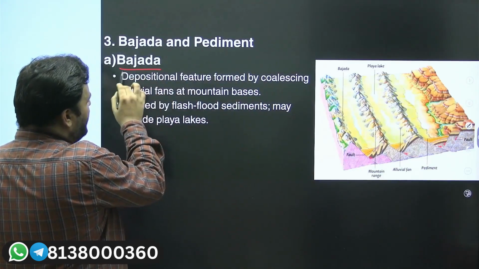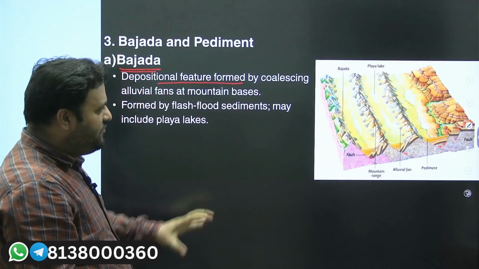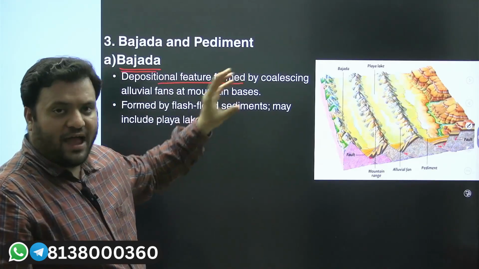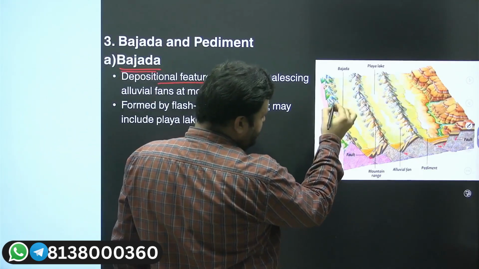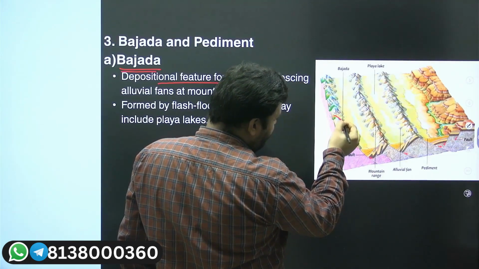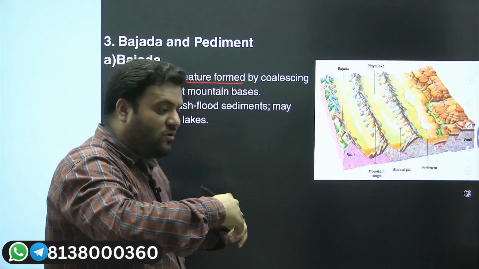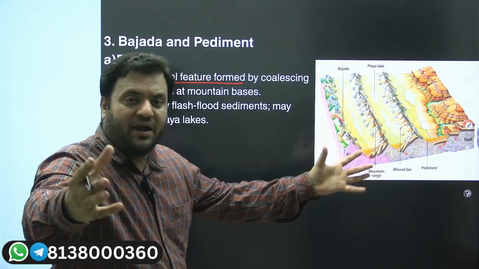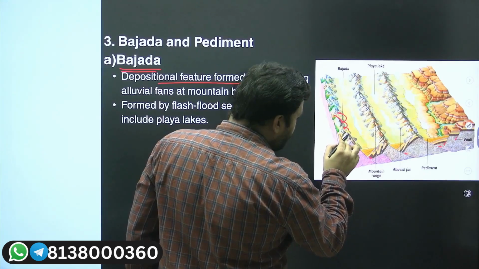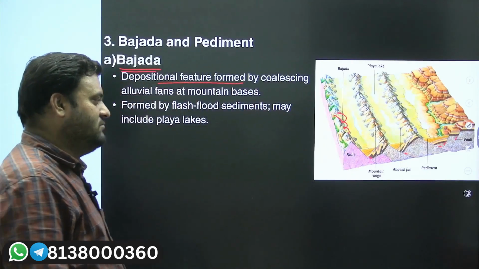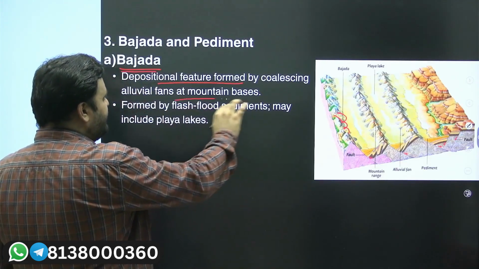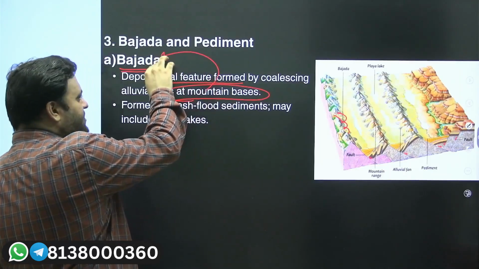Bajada. Bajadas are actually a depositional feature, and they are formed when we have these alluvial fans. See, this is the mountain. From this mountain, if we have meager rainfall, there will be a removal, and when this water enters the gentle slope, it will discharge its high bed load, and whenever we have a discharge of this high bed load, there will be some sort of fan shape, that will be called what? Alluvial fan. So when we have these alluvial fans together at the mountain bases, they will be called Bajada.